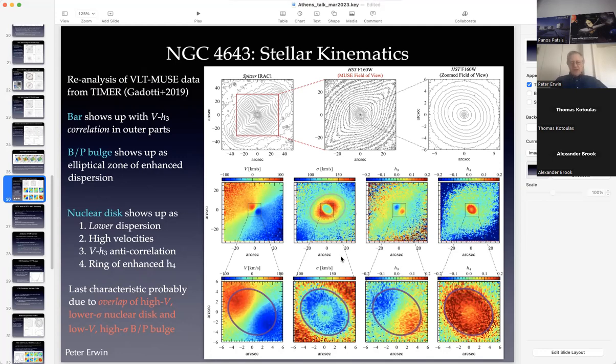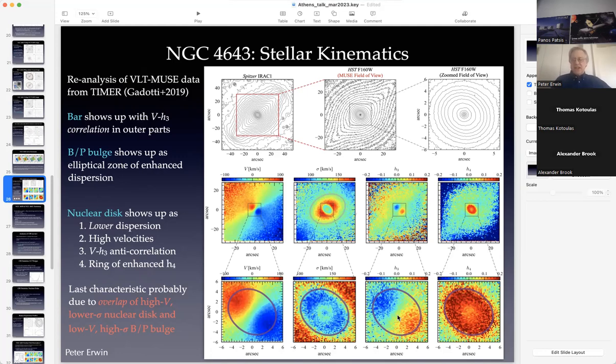If you look at the H3, you can see that there's this beautiful match between the negative H3 in blue, positive velocity in red, positive H3 in red, negative velocities in blue. This is velocity H3 anti-correlation, and it is the signature of axisymmetric stellar rotation. You see this for large-scale disks all the time. You see it for rapidly rotating elliptical galaxies too. So this tells us that the inner zone here is rapidly rotating, lower dispersion, axisymmetric rotation.